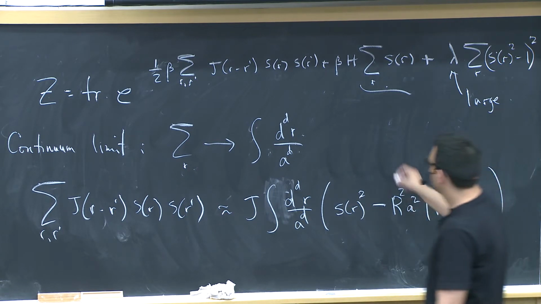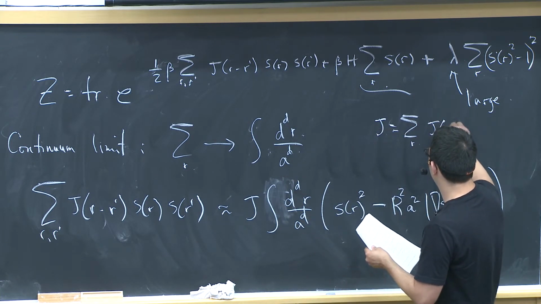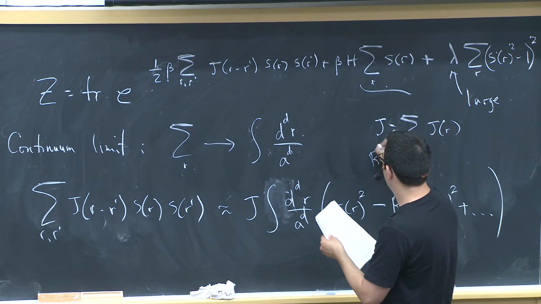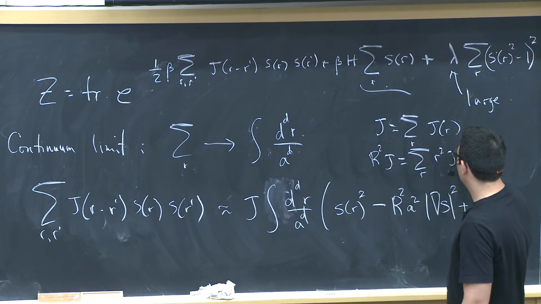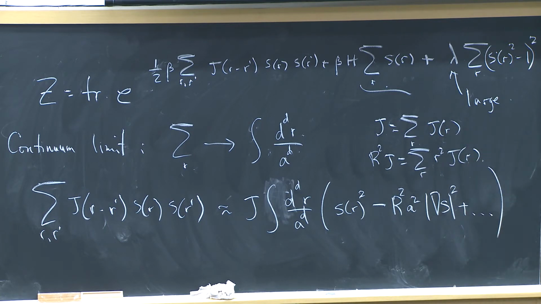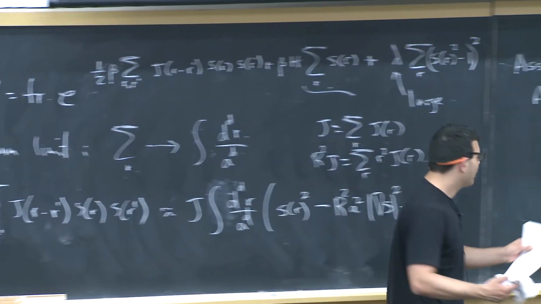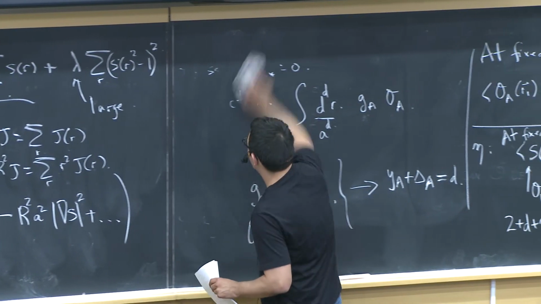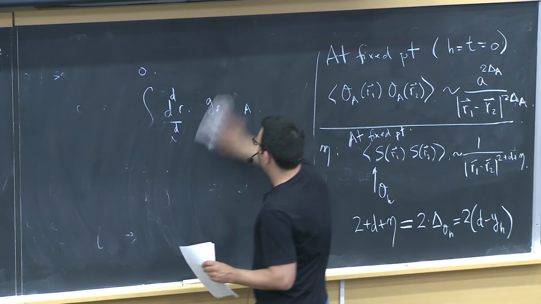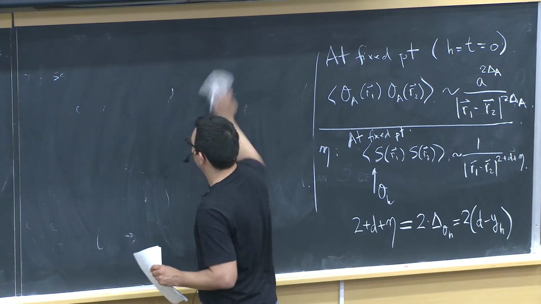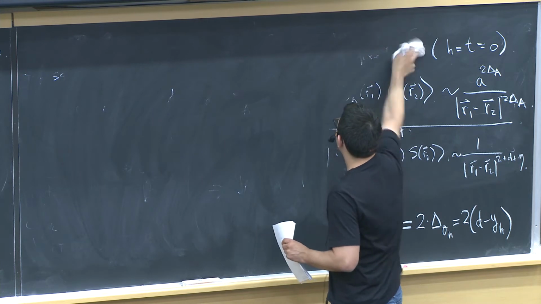So here J is the sum over R of J of R, and R squared times J is the sum over R of little r squared times J of R. Okay? Hopefully people have seen this, just a way of taking the continuum limit of some lattice Hamiltonian. And so what do we get?